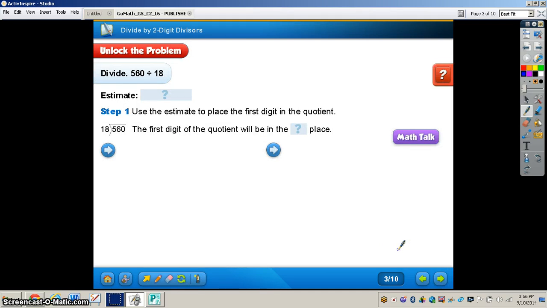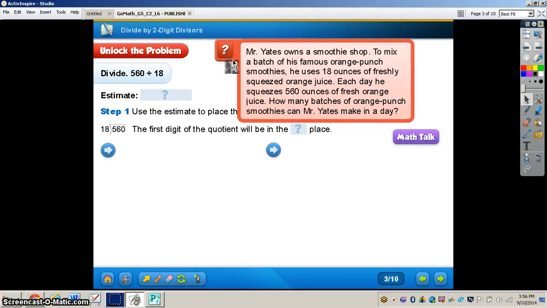Now, the essential question that you can see at the top of page 83 is, how can you divide by two-digit divisors? Okay, now we're going to unlock this problem on page 83, and I will drag it out here for us. It says Mr. Yates owns a smoothie shop. Sounds really good. To mix a batch of his famous orange punch smoothies, he uses 18 ounces of freshly squeezed orange juice. Each day he squeezes 560 ounces of fresh orange juice. How many batches of orange punch smoothies can Mr. Yates make in a day?